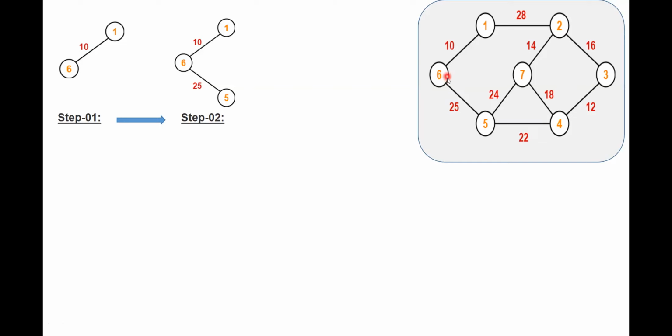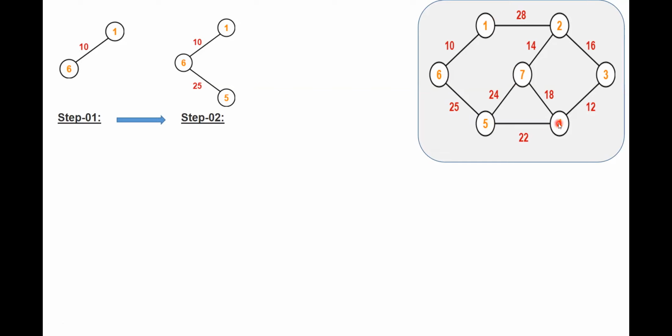Okay, 6, 1, and 5 are the selected vertices. The options we now have are from 1 to 2, from 5 to 7, from 5 to 4. The costs are 28, 24, 22. Among these, which is minimum? 22 is minimum, and hence I will select the edge 5 to 4. This is the next step, the 5 to 4 edge is considered.